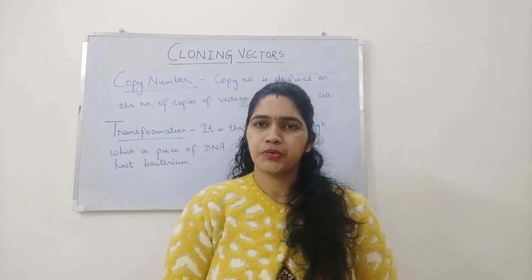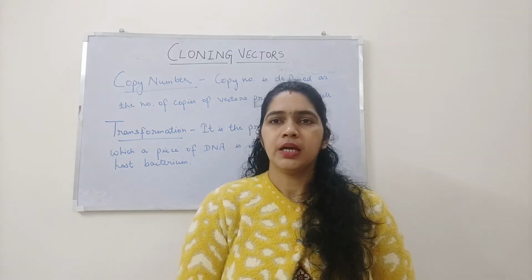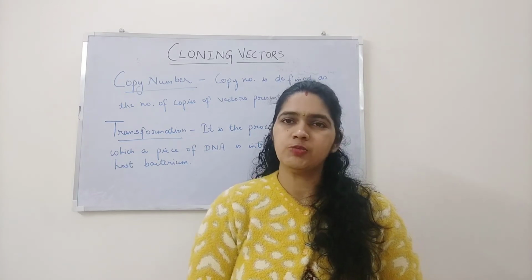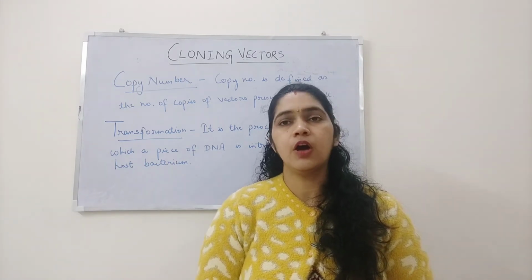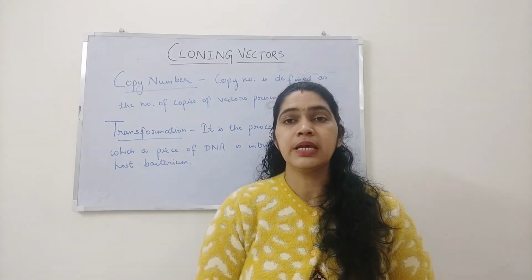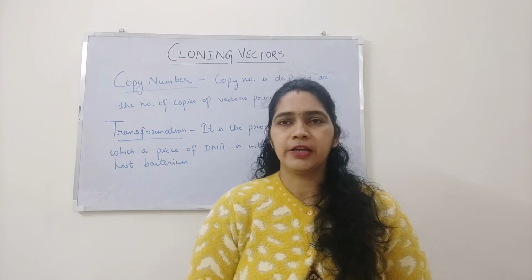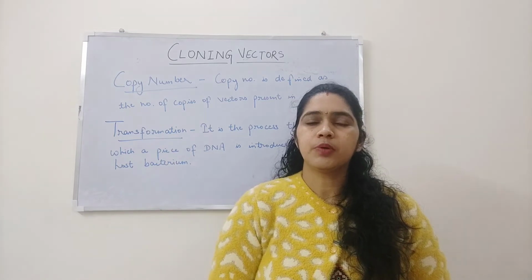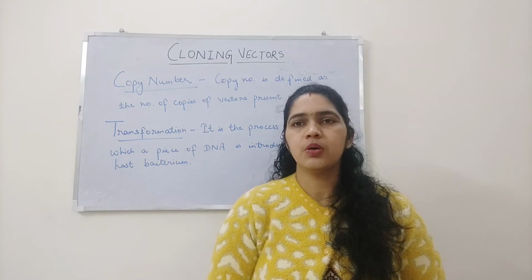Now, what do the terms copy number and transformation stand for? Copy number is defined as the number of vectors present in a cell. The higher the copy number, the higher is the possibility of the vector to be present in a genome. For example, if you link an alien piece of DNA or foreign DNA with the plasmid or bacteriophages, then its number can be multiplied equal to the copy number of the bacteriophages or plasmid. Now, the next term, transformation, is the process of transferring the gene of interest, or you can say the foreign DNA, into the host bacterium.